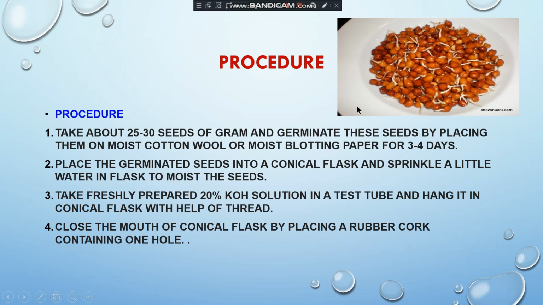Now place the germinated seeds into a conical flask and sprinkle a little water in the flask to moisten the seeds. Okay. Number 3. Take freshly prepared 20% KOH solution in a test tube and hang it in the conical flask with the help of a thread. Close the mouth of the conical flask by placing a rubber cork containing one hole. Okay, so these are the steps. Already I have shown you the figure.